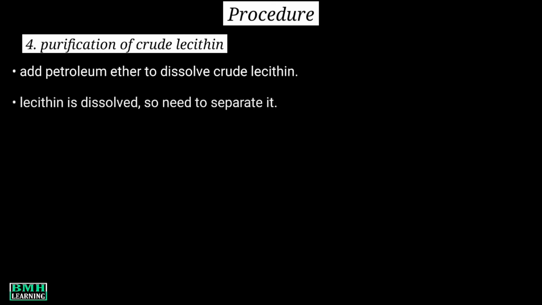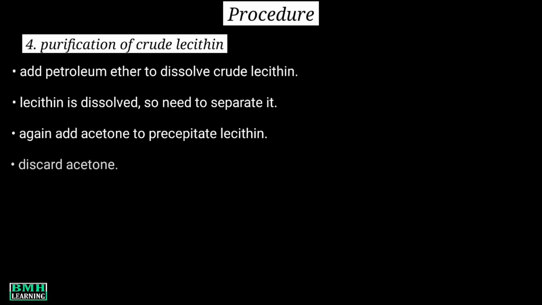So lecithin is dissolved now. So how are we going to separate it? We are gonna add acetone into this again, because in the presence of acetone, the lecithin is precipitated. Wait for some time so that lecithin can get precipitated and settle down at the bottom of the Petri plate. Now we need to discard the acetone. You can notice pure lecithin.